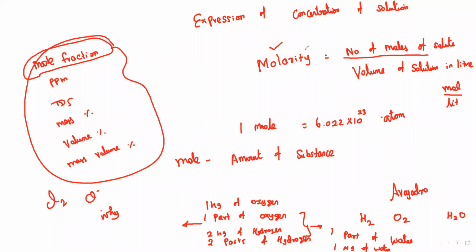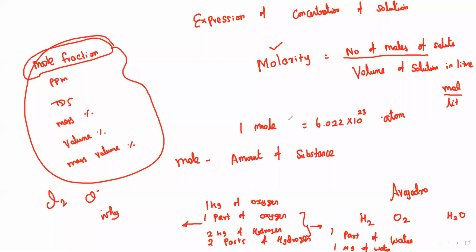So molarity is the number of moles of solute. We can add some solute, 2 gram, 3 gram, to the solution. And that 2 gram may consist of 1 mole or 0.5 mole, depending upon the molar mass of the particular compound.